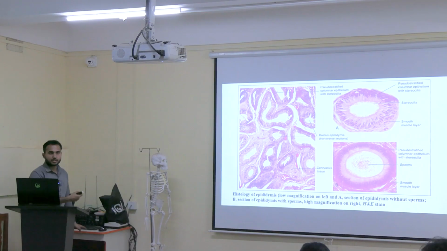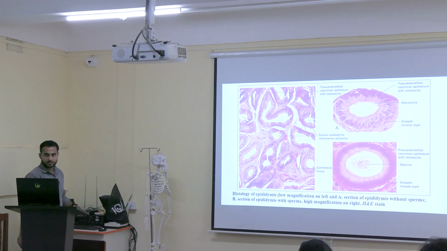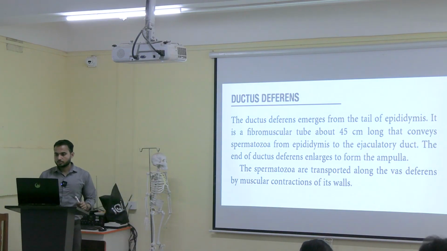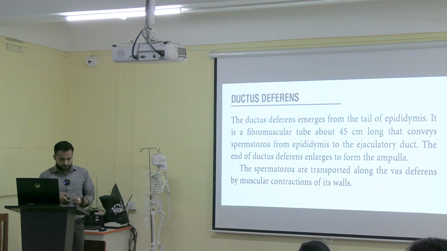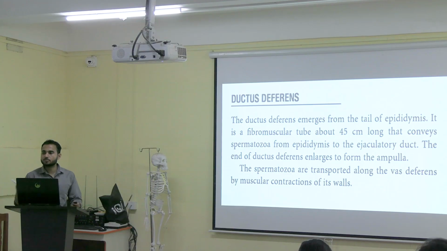Now, can anyone tell me what comes next after the epididymis? Yes, very good. After the epididymis, it will be the vas deferens. See, in some books it is written as ductus deferens, in some books as vas deferens. Don't get confused, the meaning is the same. Now, this vas deferens emerges from the tail of the epididymis. It is a fibromuscular tube, approximately 45 centimeters in length. It conveys spermatozoa from the epididymis to the ejaculatory duct. Before termination, the ductus deferens enlarges to form the ampulla.